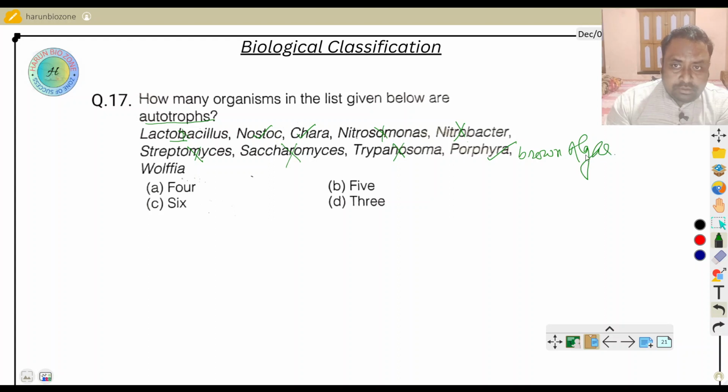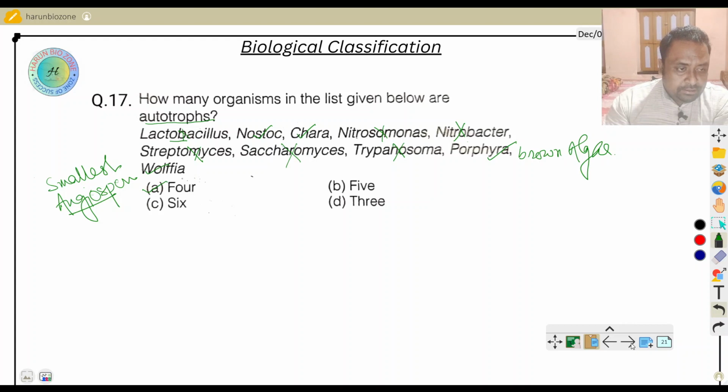Autotrophs. And Wolffia is the smallest angiosperm. The smallest angiosperm is Wolffia. So here the options are 1 Wolffia, Porphyra, Nostoc, Chara. Here 4 is the correct answer.